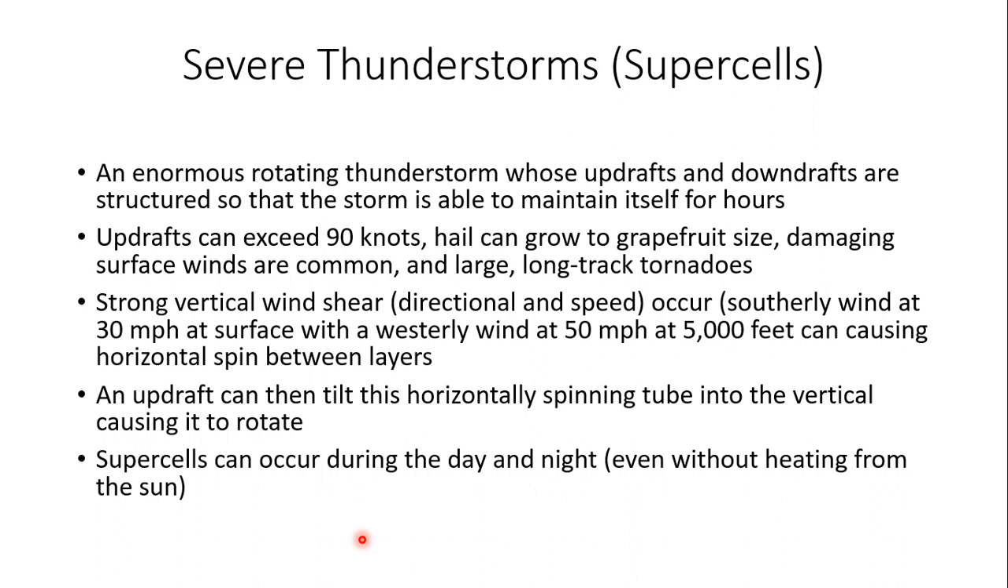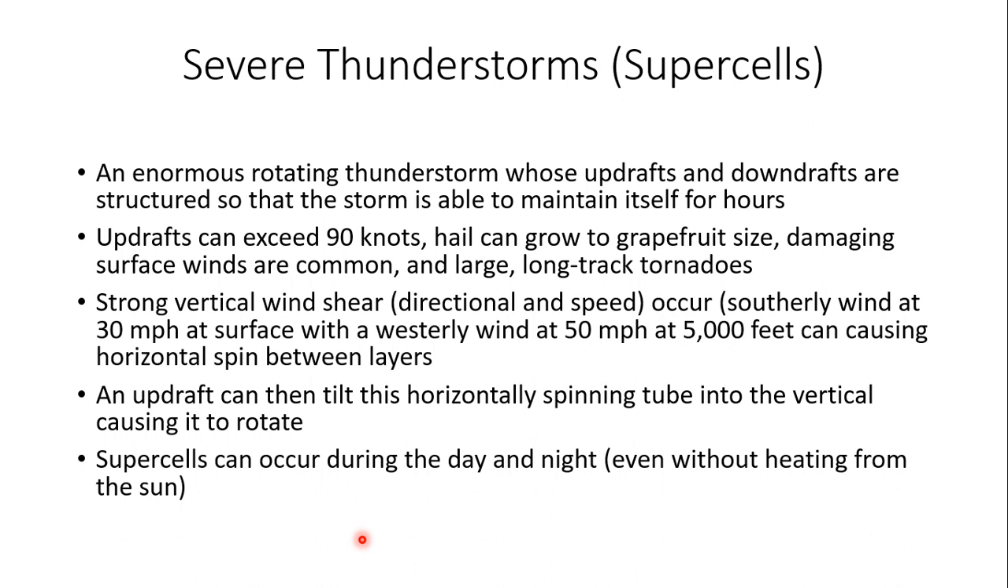Updrafts with these supercells can exceed 90 knots. That's how strong and intense the updrafts can get. And hail can grow to the size of grapefruits. Damaging surface winds are quite common with supercells, and you get large, longer track tornadoes, unfortunately.